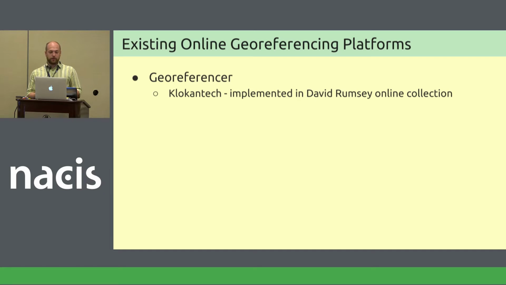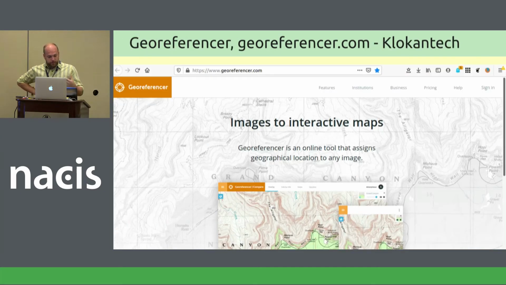So now I'll move a little more onto the software itself. The most common one of these platforms is called Georeferencer, and maybe not most common, but one of the most common. And it's managed by a company called Klokan Technologies, and you may have encountered it in the David Rumsey online collection. It's kind of behind the scenes there. And it's implemented in other institutions as well. But here's their kind of front page of their platform.